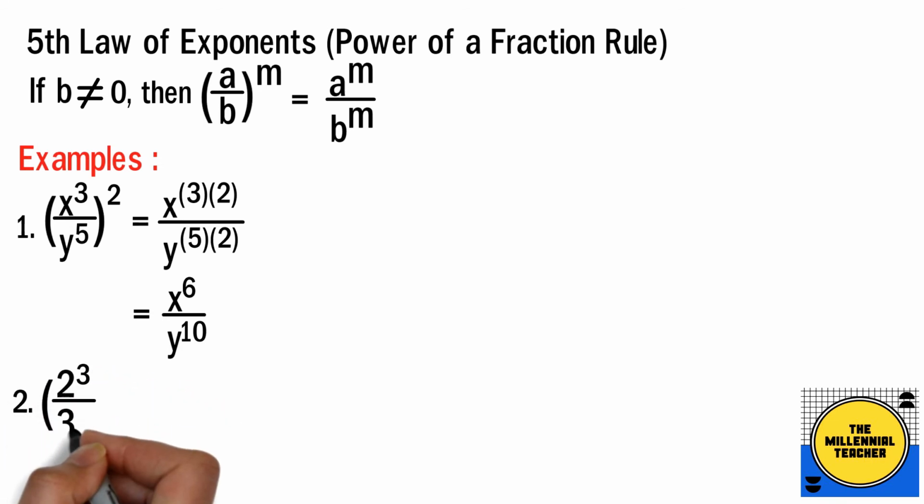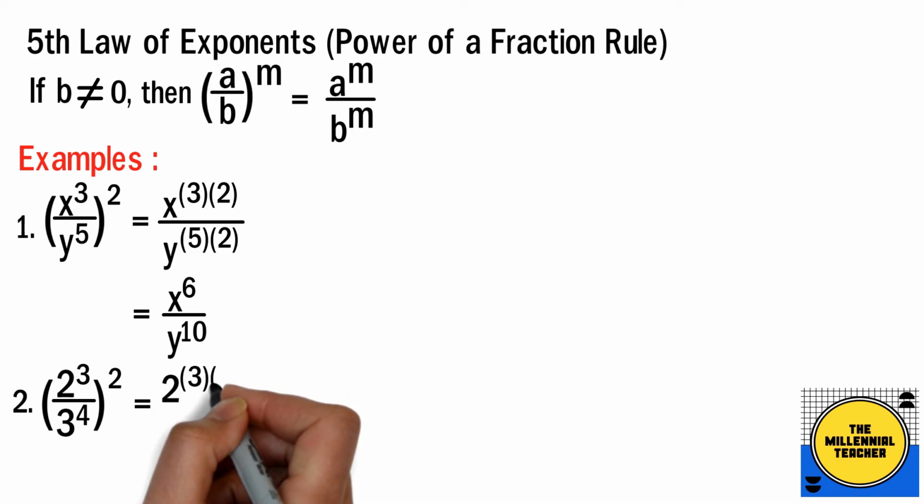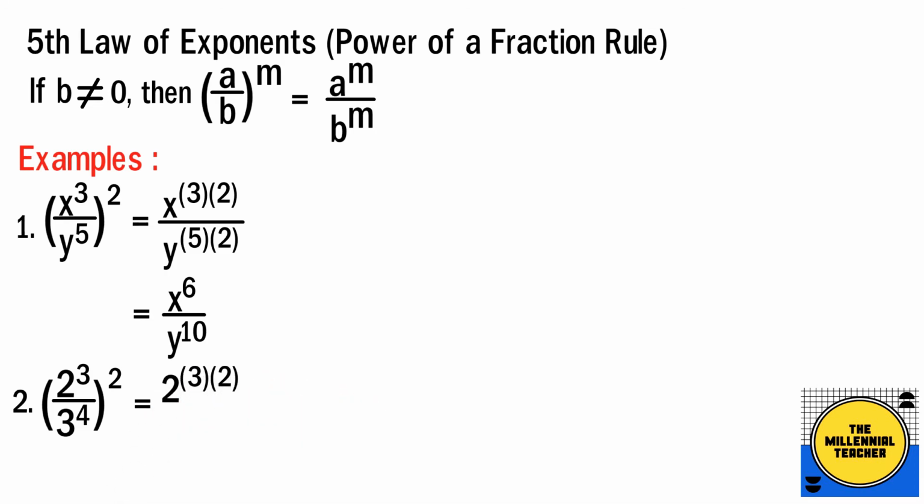Example number 2 ay 2 cubed over 3 raised to 4, multiply by squared. Just copy the base of numerator, which is 2. Next ay multiply natin ang exponent ng 2 sa exponent na nasa labas. Kaya magiging 3 times 2.